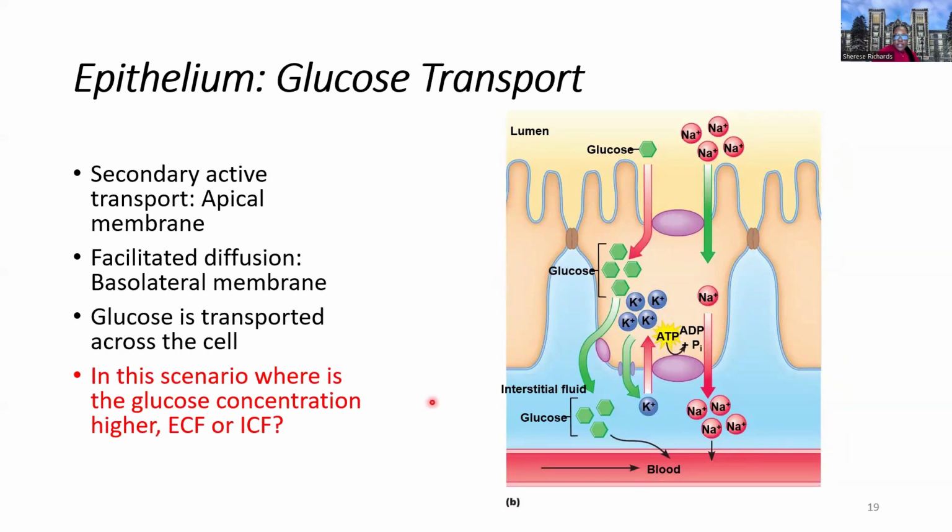Okay, so here's an interesting question just to recap this. In this scenario, where is the glucose concentration higher? Is it in the extracellular fluid or in the intracellular fluid? So where do we think that glucose concentration is going to be higher?